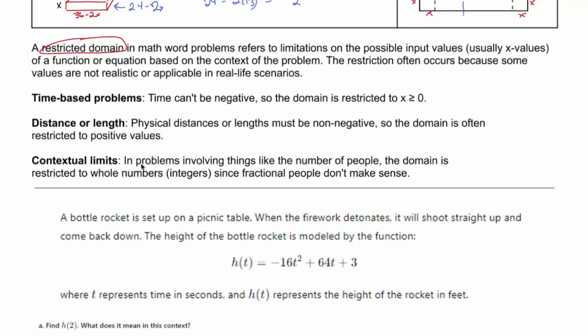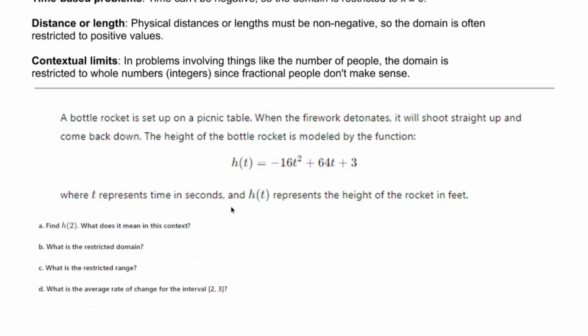Contextual limits: in problems involving things like the number of people, the domain is restricted to whole numbers or integers, since fractional people doesn't make sense. Okay, so we're going to keep that in mind as we answer some of these questions. Now, again, a lot of these problems are very heavy-duty calculator driven, in fact, almost all of them. And we're going to start out right away by doing this problem with a calculator.